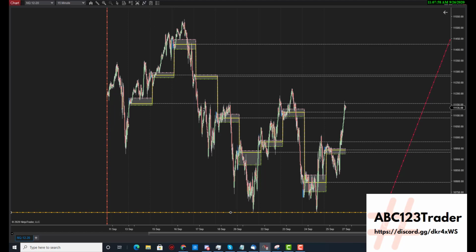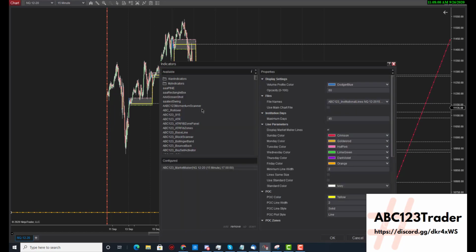Okay, and that's the basics of the market maker line. Sometimes simplicity is much easier than having too many indicators. I know a lot of my videos I have a lot of indicators because I try to show as much information to traders of what I see. That's why I have a lot on there. It doesn't mean you need them all, but that's the bottom line.